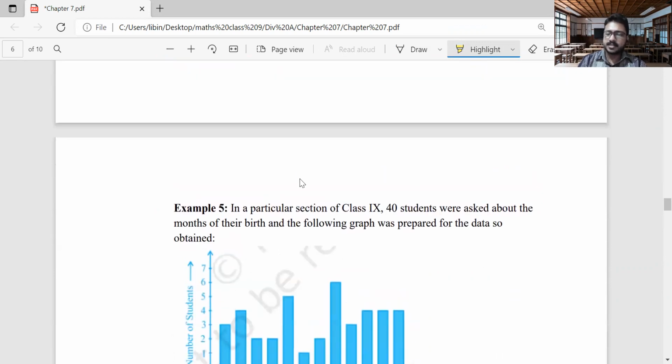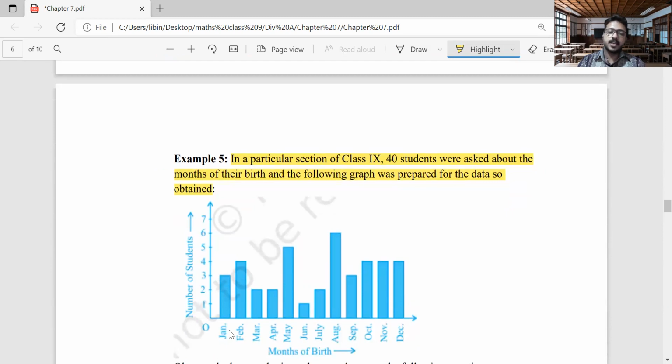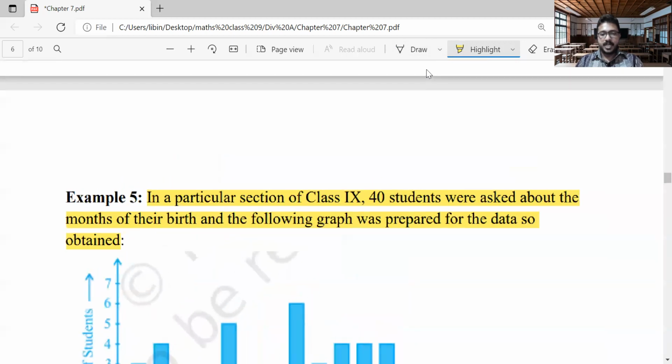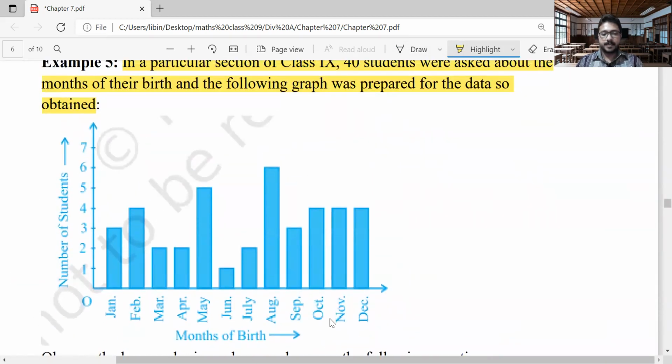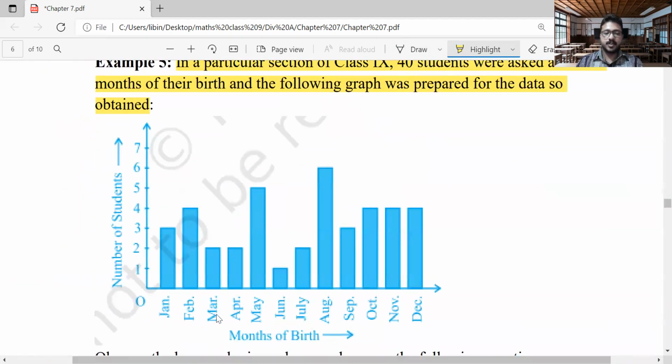By doing an example, you will understand more. So look at the example. In a particular section of class 9, 40 students were asked about the months of their birth, and the following graph was obtained. We know that in a year we have 12 months, from January, February, to December, and we have made a bar graph.